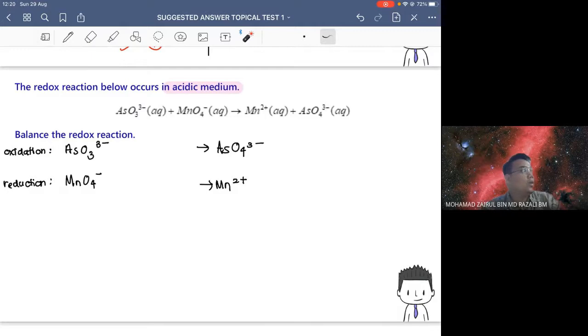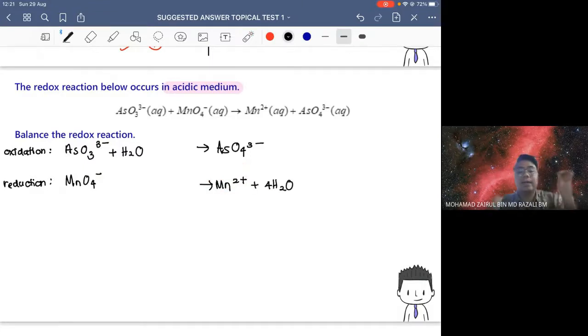Okay, the next step is we need to balance the oxygen. Okay, nak balance oxygen, kita balancekan dengan addition of water on the deficient side. So if you look at the oxidation, we have 3 oxygen on the reactant side and 4 oxygen on the product side. So yang kawasan kurang oksigen adalah kawasan reactant. So kita akan tambah 1 water molecule. Okay. Untuk reduction pula, kita ada 4 oxygen on the reactant side and 0 oxygen on the product side. So kita akan tambah 4 H2O.